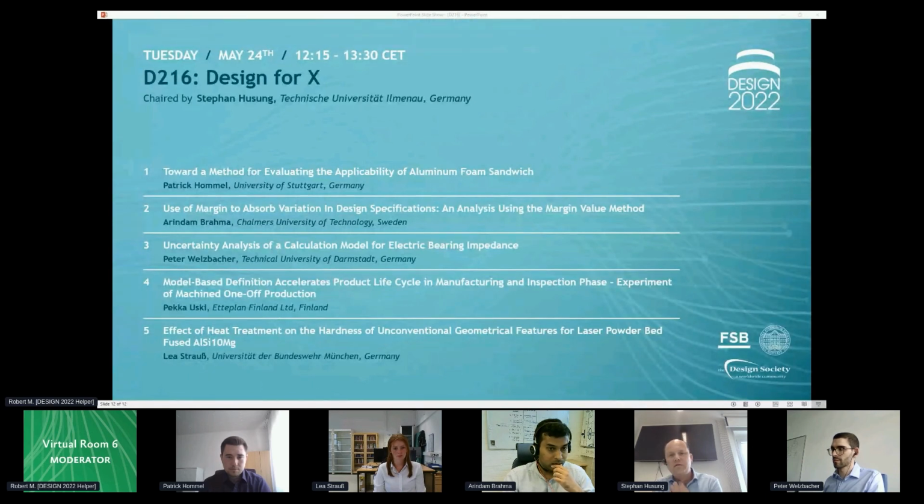Because when we normally speak about model-based definition, compared with traditional 3D drawing workflows, we also see that there is sometimes a higher effort for generation of the 3D drawing, especially when you have a 3D model which is not fully defined, which is typical for a lot of processes. Then you have to add additional information later to the 3D drawing. And if you have everything together in one 3D model, this could also reduce the effort for preparing the documentation. Did you also analyze this in your work?